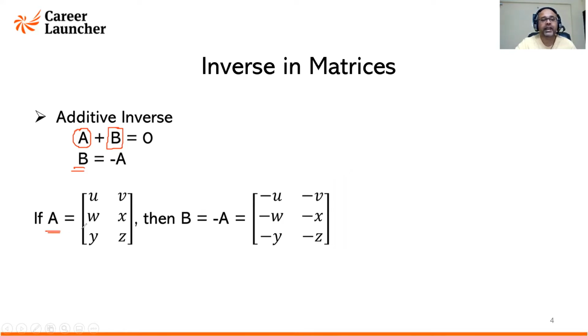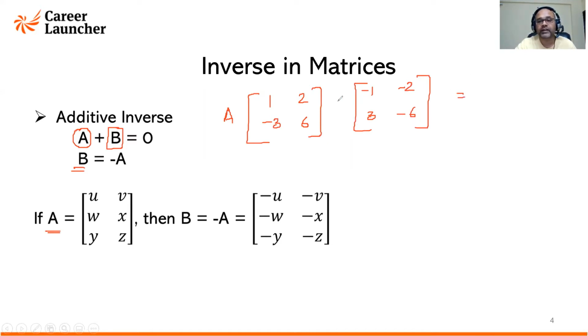So if you have a matrix A in this manner, then your B becomes negative of A, which is all the terms becoming negative. Because when you add A plus B, everything will get cancelled and the answer should be 0. So if I have A as 1, 2, minus 3, 6, then the additive inverse becomes minus 1, minus 2, 3, minus 6. Because when you add them, the answer will turn out to be a 0 matrix. If you add these two, your answer will become 0, 0, 0, 0. So all zeros, and that is what you want. Right? So that's very easy. Additive inverse is not a problem at all.